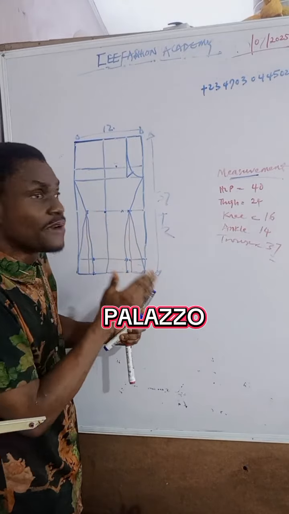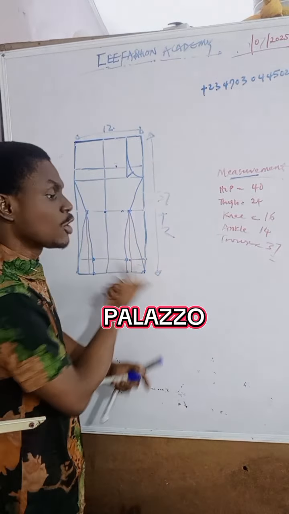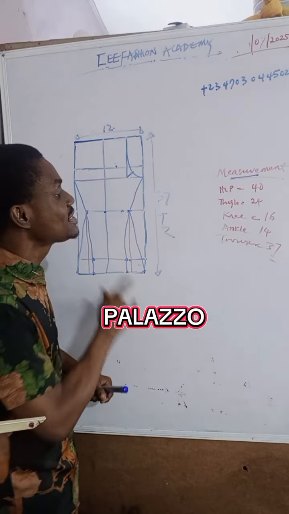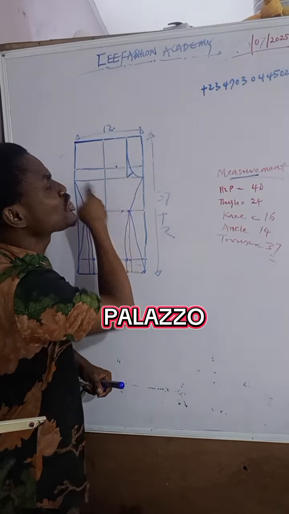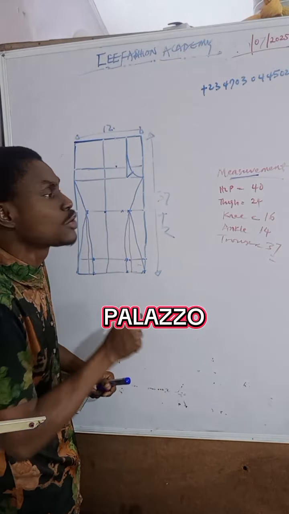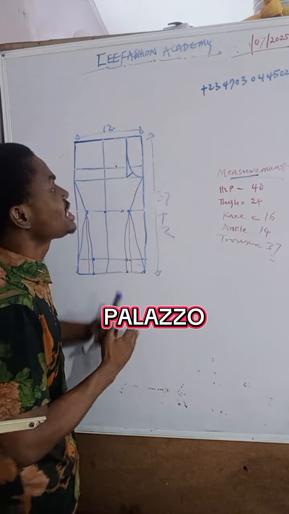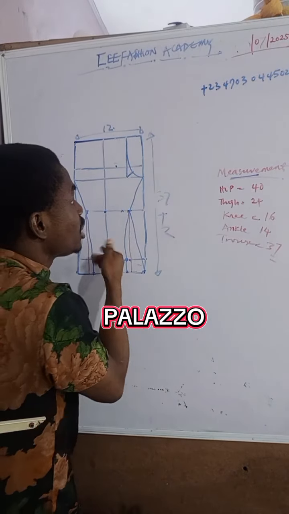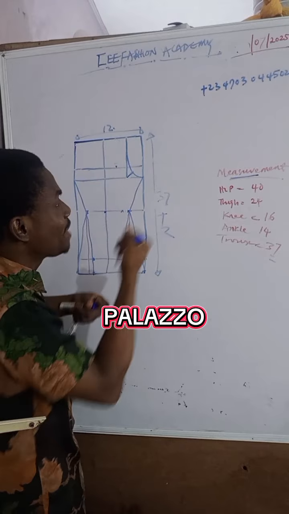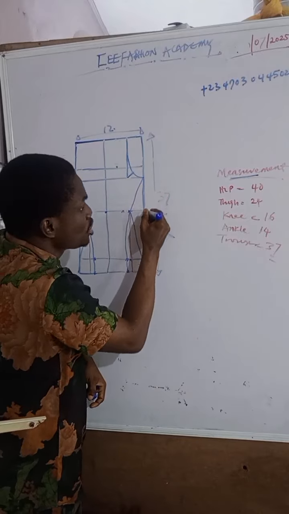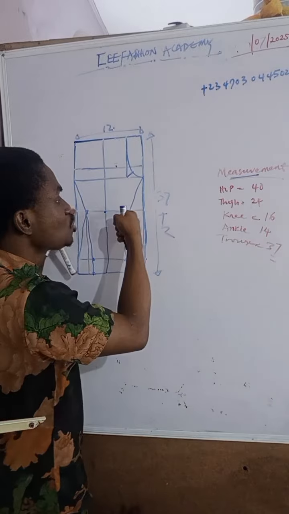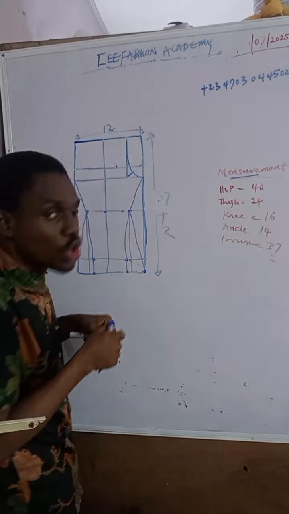So which one is the palazzo? I've defined the boot cut: the circumference of the ankle is bigger than the circumference of the knee. Now the palazzo is the one where the circumference of the thigh is equal to the circumference of the knee and also equal to the circumference of the ankle. How do we achieve that? We achieve it by making sure we draft it this way. Without all these things we have here, if you draft your trouser and take this line straight like this, that is the palazzo trouser. You don't need to input your knee, and you don't need to input your ankle.